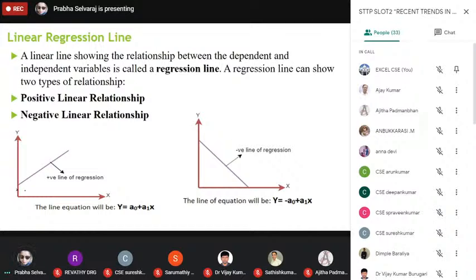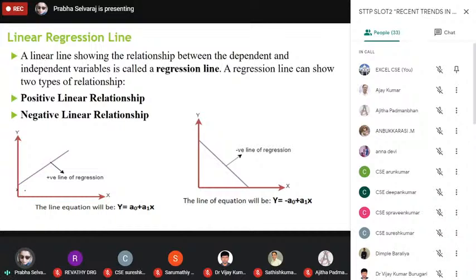Now the next one is the linear regression line. The line you are going to draw in such a way that all the data points are closer to that line. A linear line, and one more thing, the relationship between your x and y variable is shown in this line. A linear line showing the relationship between the dependent and independent variable.